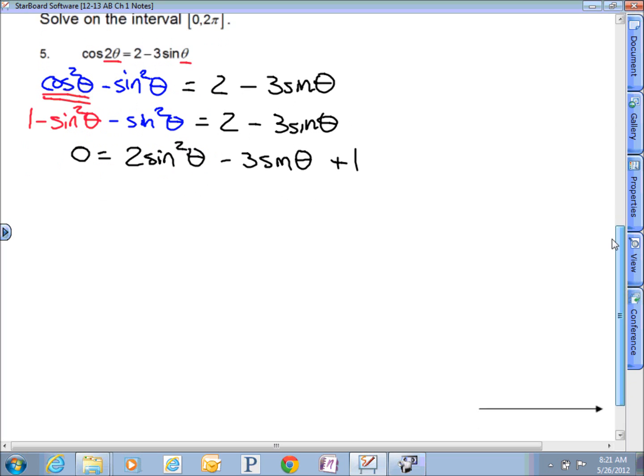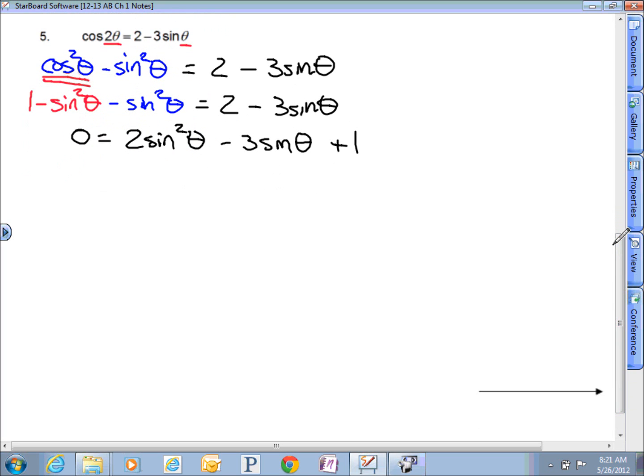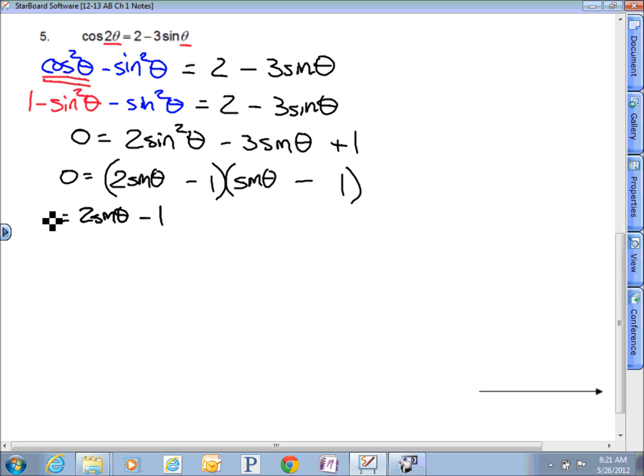It's quadratic in form, which means we could use the quadratic formula, we could complete the square, or I think maybe we should try to factor this. If we try to factor it, I'm thinking 2 sine theta in the first quantity, sine theta in the second quantity. How about a 1 and a 1? And it looks like my signs are both going to be negative. Now we're down to a single term on the right side. If two things are being multiplied to get 0, that means 2 sine theta minus 1 needs to be equal to 0, or sine theta minus 1 has to be equal to 0.